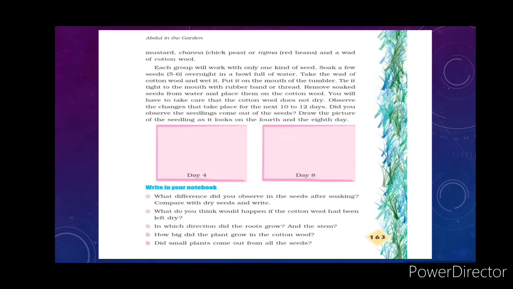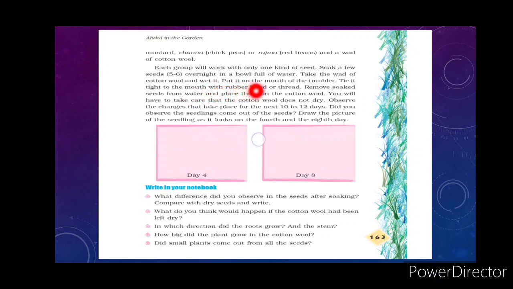Okay, each group will soak a few of the seeds overnight. Whichever type of seed a group is doing, they will soak those seeds for 5 to 6 hours overnight, in a bowl full of water. Take the wad of cotton wool and wet it.